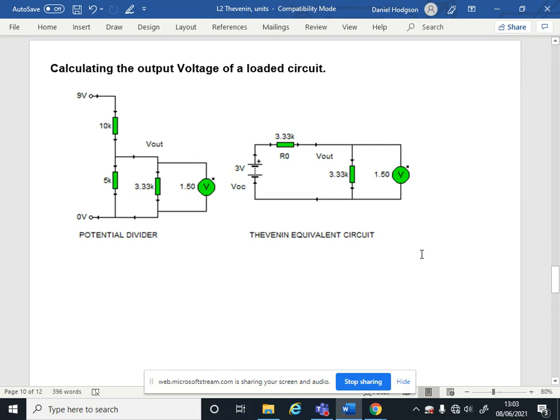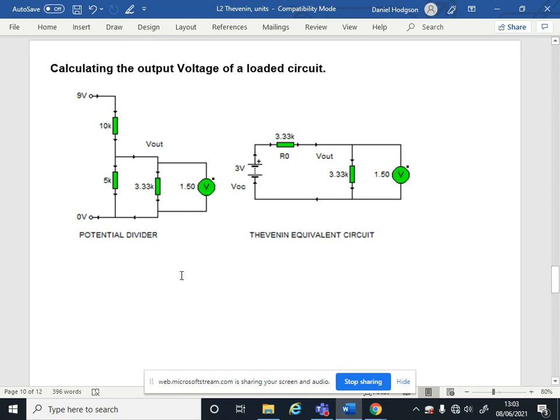So those two circuits are the same. What I've done is I've stuck a 3.33 kiloohm resistor across the output terminals of the first one. As you can see, it will give me 1.5 volts. That would be quite tricky to work out. You'd have to use the resistors in parallel equation first, and then find the current, and so on and so forth. Whereas this one, dead easy.